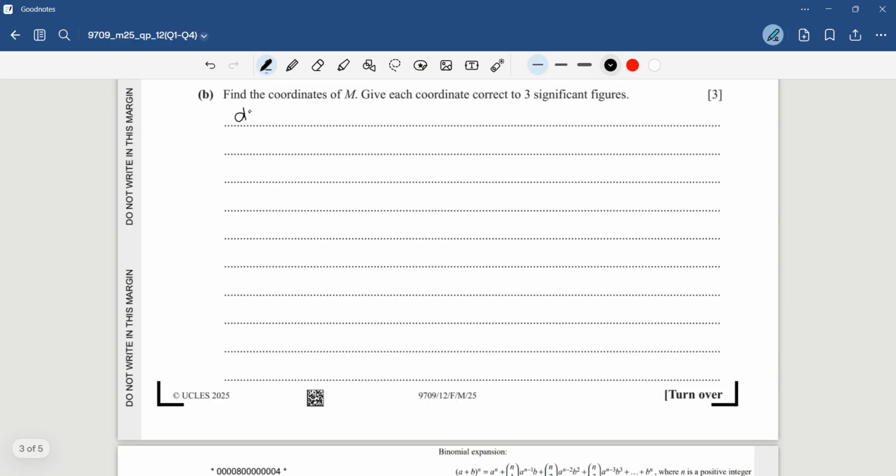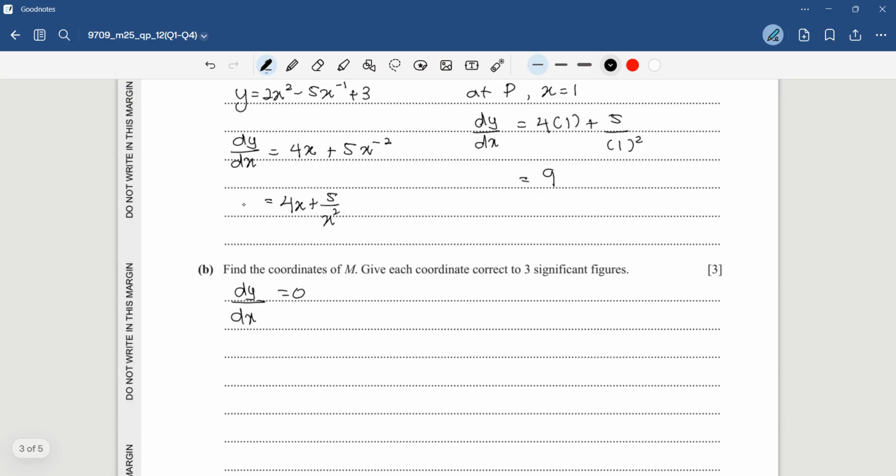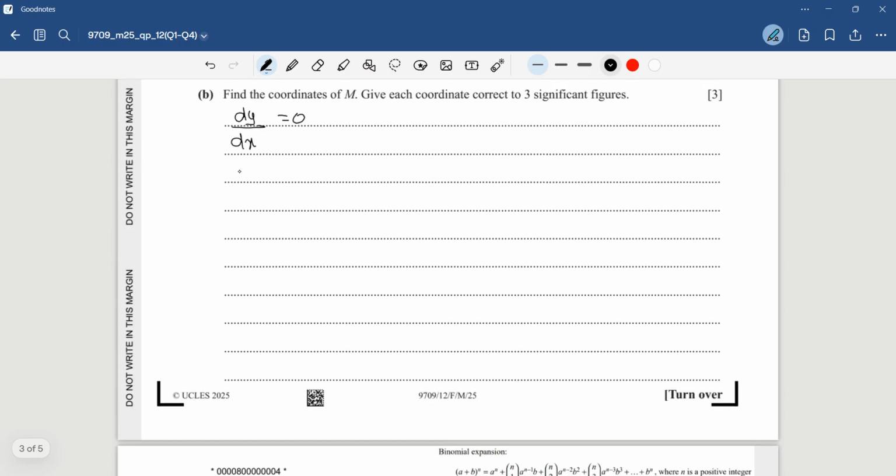So we go here: dy over dx equivalent to 0. My derivative is 4x plus 5 over x squared equal to 0. So 4x equals negative 5 over x squared. Therefore, x cubed equals negative 5 over 4. So my x will be the cube root of negative 5 over 4.